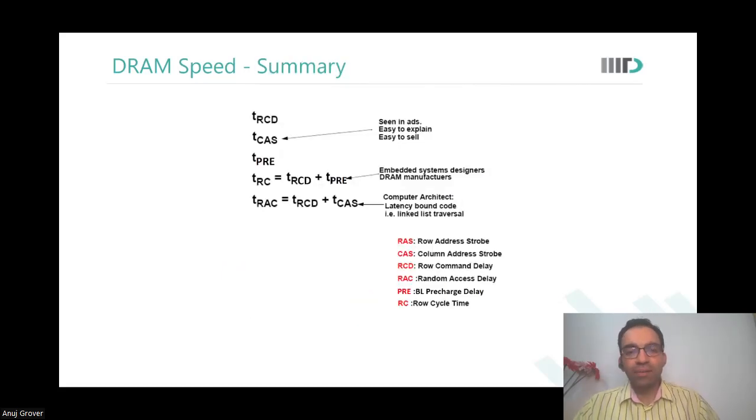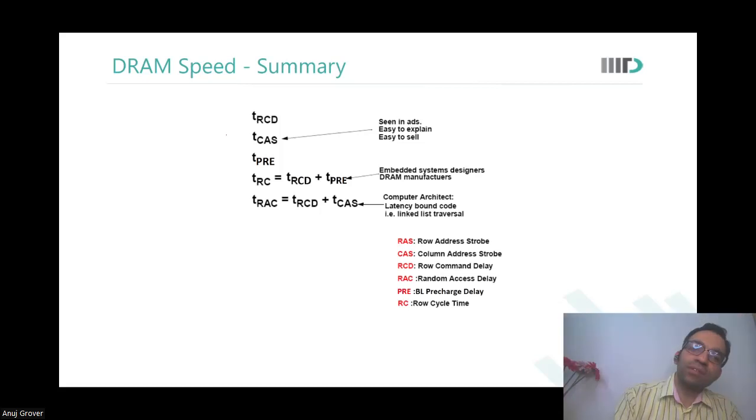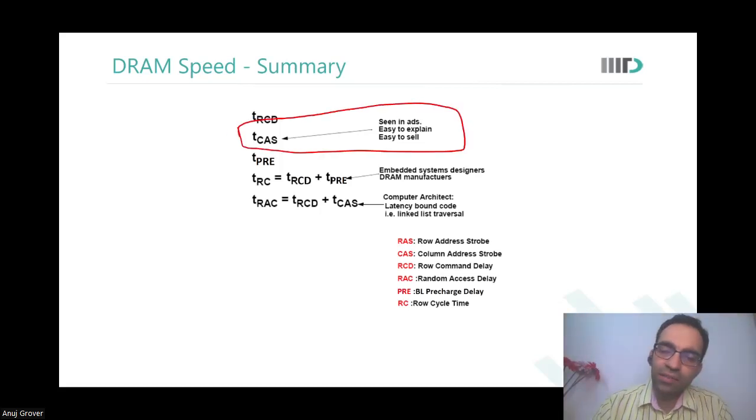So we've looked at multiple timings until now, TRCD, TCAS. So this is the shortest time. Do you realize that this is the fastest that your DRAM can give output? So this is the time that is talked about in the ads, that this is the fastest DRAM that we have, and so on.